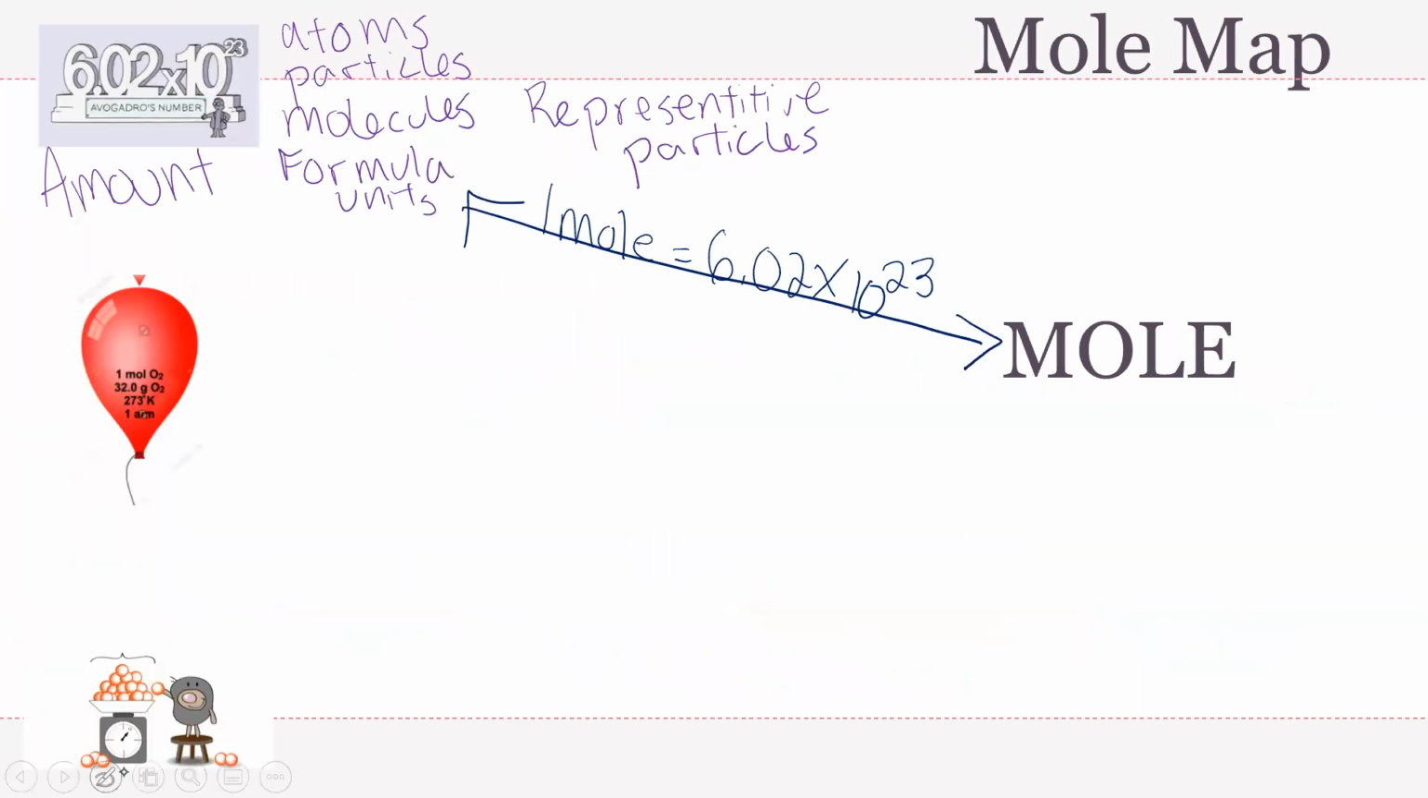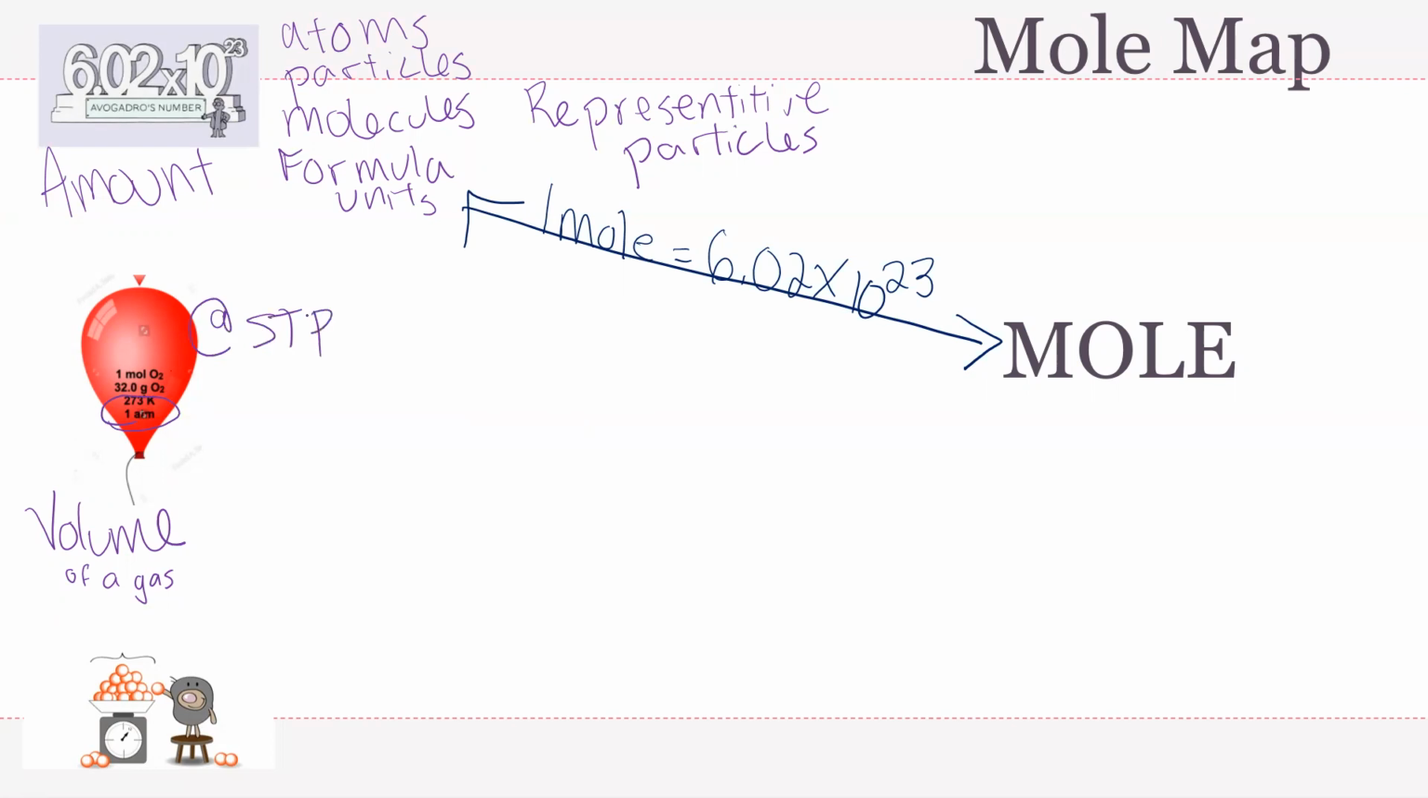Now, the second term that we will be converting with is going to be volume. Now, this is specifically volume of a gas. And the important thing here is that this is contained at STP, and you kind of see a little bit from that picture.